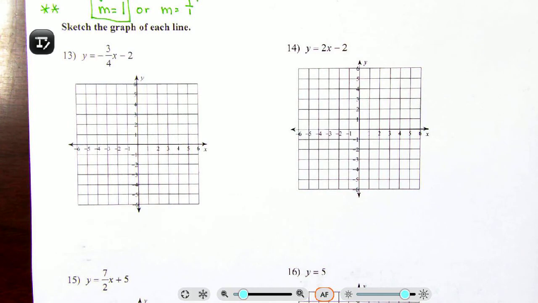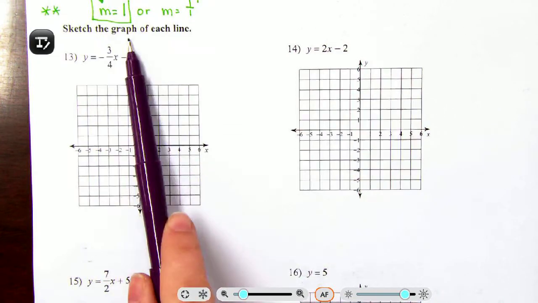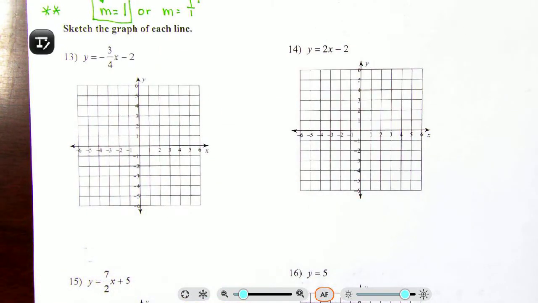So I would like to, first of all, start off by reading the directions. Always start by reading the directions so you have an idea of what is expected of you. Don't just jump into doing a question or a problem without reading the directions. So sketch the graph of each line. So we need to graph the line.